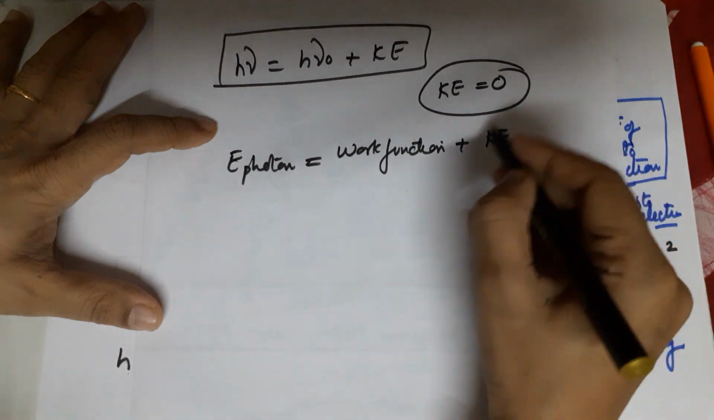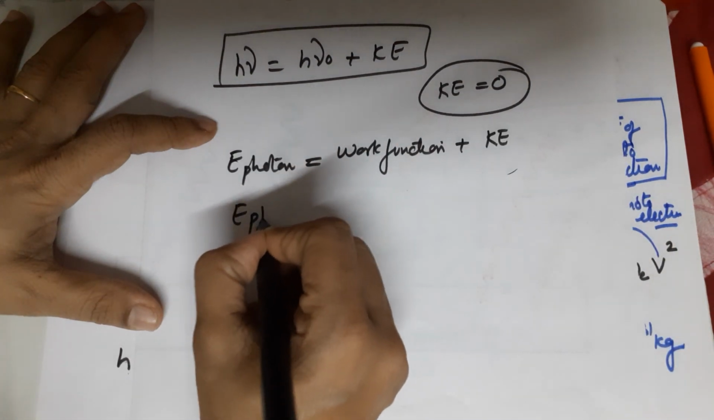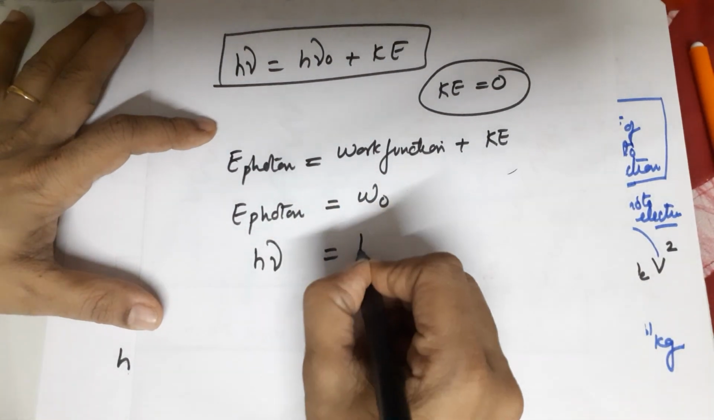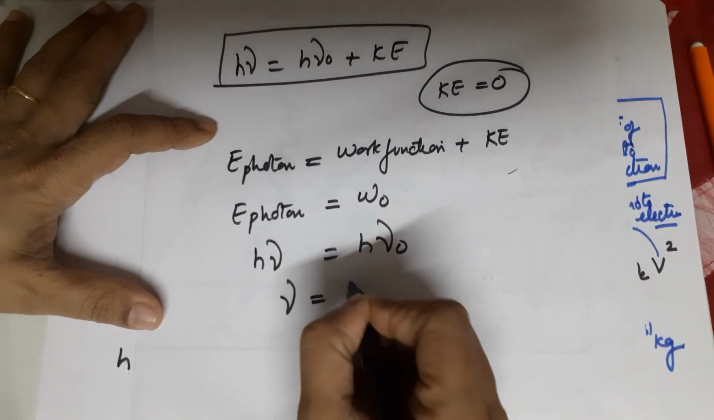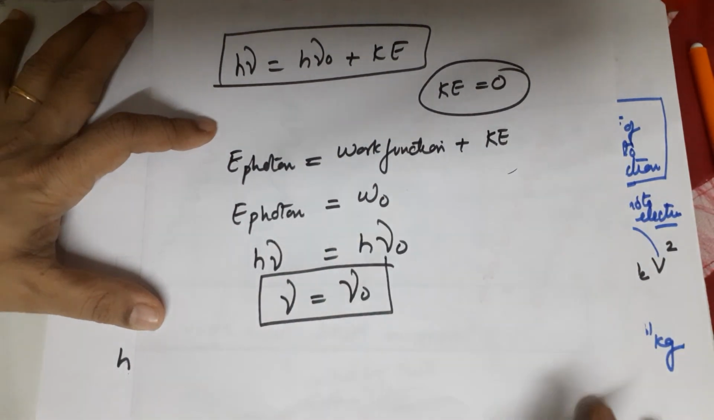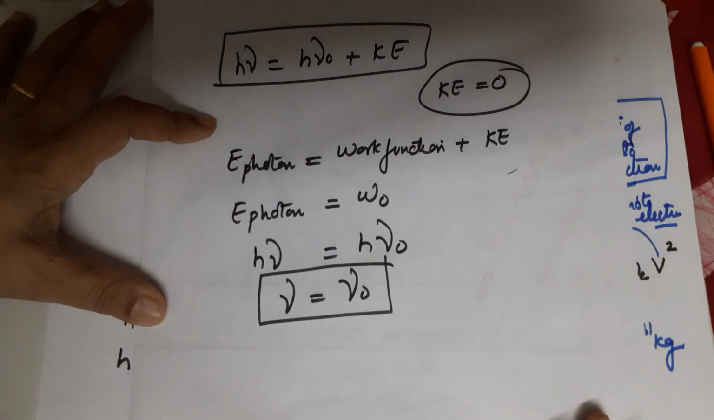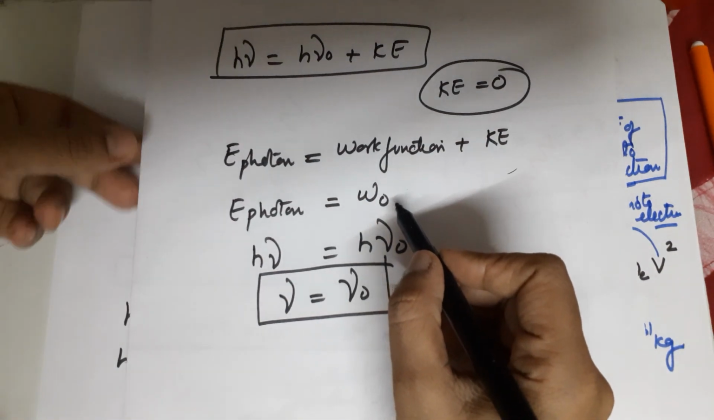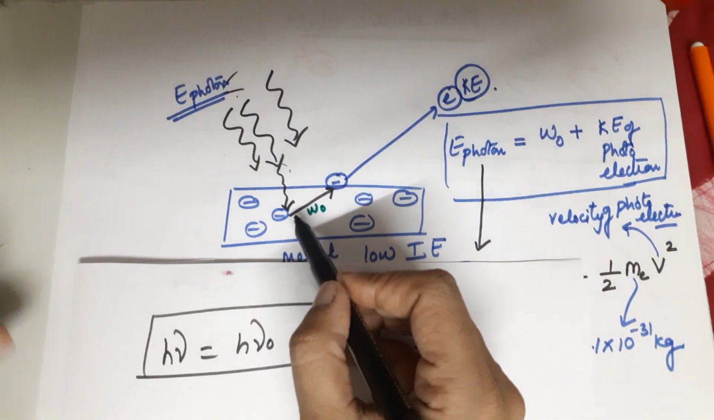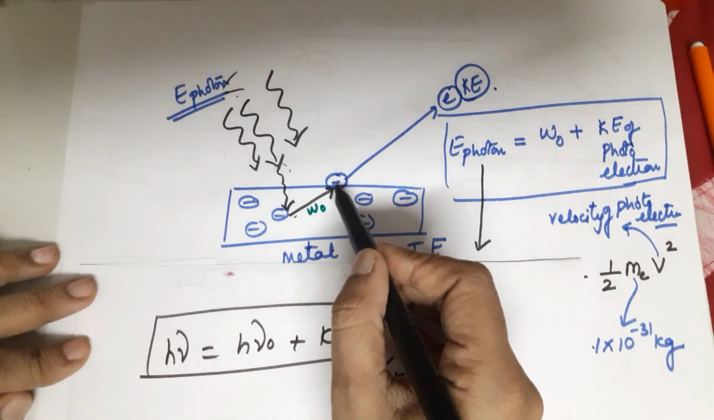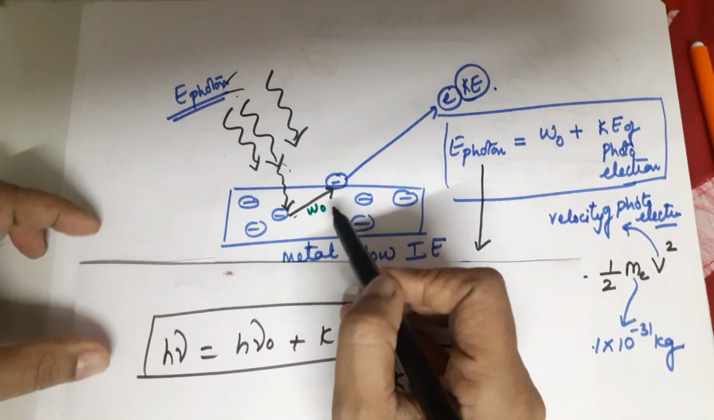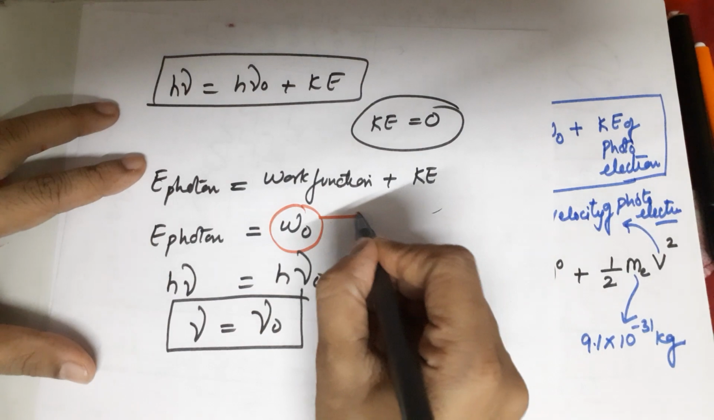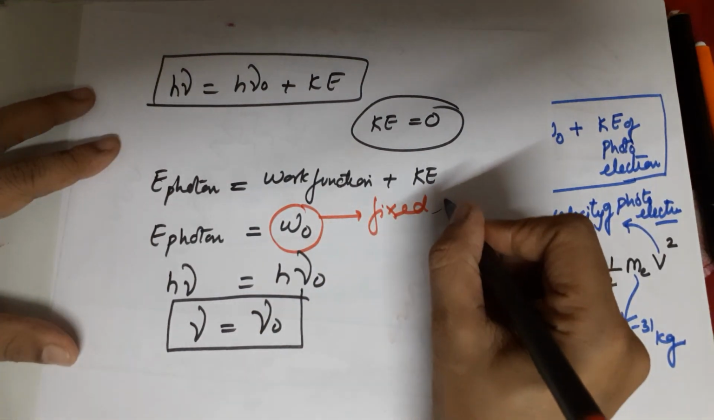Now, if this kinetic energy becomes 0, we know that the energy of the photon in that case would be equal to the work function, which means h mu would be equal to h mu naught, which means the frequency of the photon is equal to the threshold frequency. Fine. So all the energy that was given by the photon is just used for the work function. And what is the work function? The energy required to make the electron move from the bulk of the metal and bring it onto the surface. This work function is a fixed value for metals.